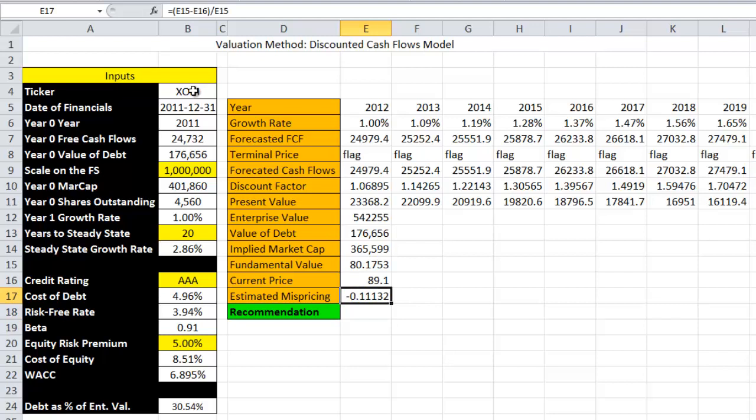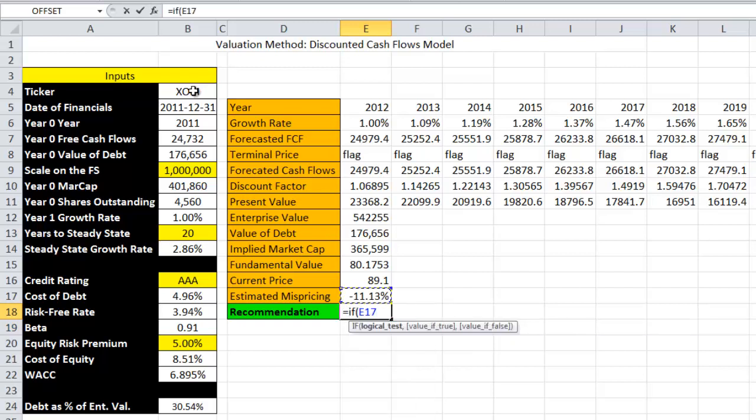So we think that right now, and turn it into a percent, right now, the current price of ExxonMobil is $89.10. We think the price should be $80 and roughly 18 cents. That means it's overpriced by 11.13%. Now, you could put in a recommendation. Clearly, for me, that would be a sell. You could do an if-then statement, something like this.